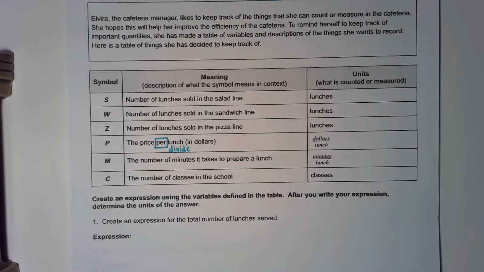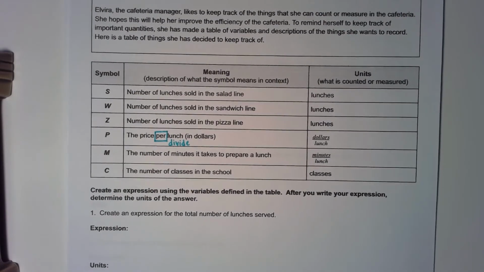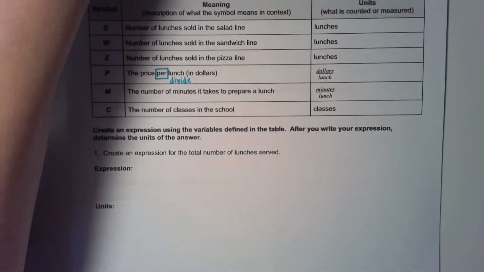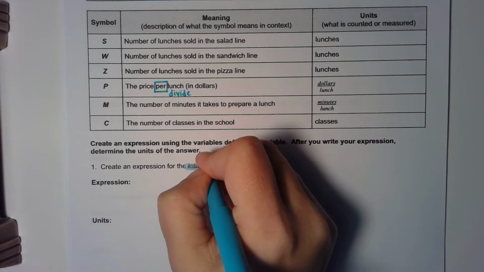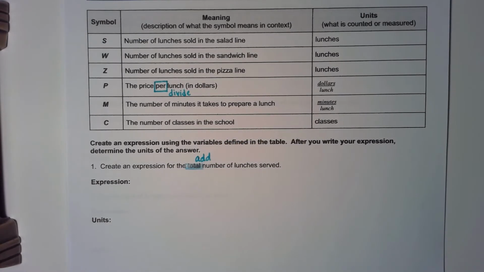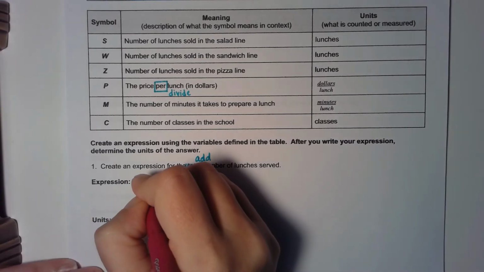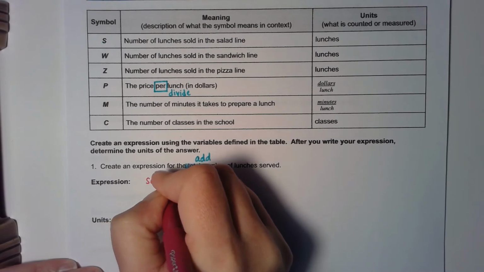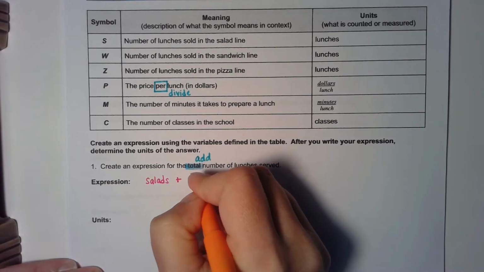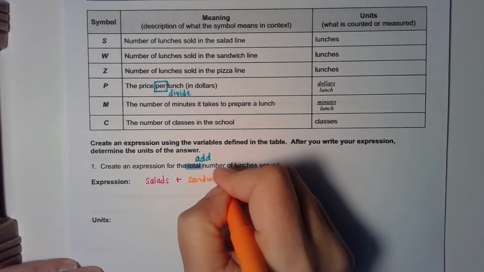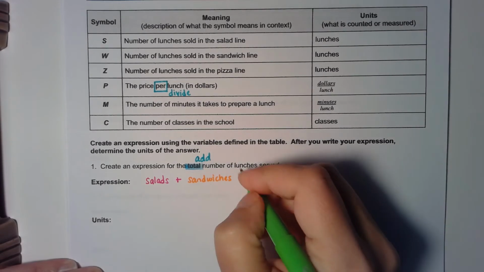Let's do an example. So problem number 1 says, create an expression for the total number of lunches served. Now, total number of lunches served tells me to add up all of the lunches. When you see the word total, that means that we should be adding. That's a math word that means we should be adding. So since we're serving salads, sandwiches, and pizzas, in order to figure out the total, we need to figure out the number of salads plus the number of sandwiches plus the number of pizzas.